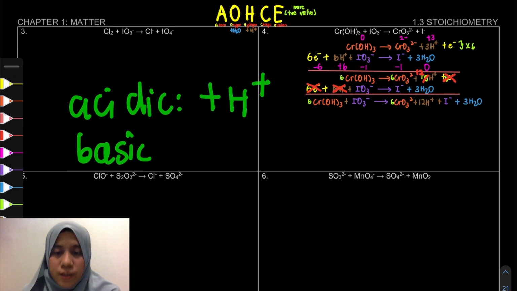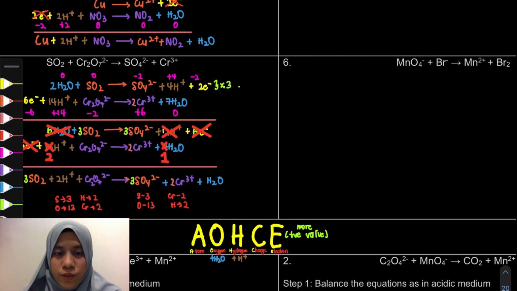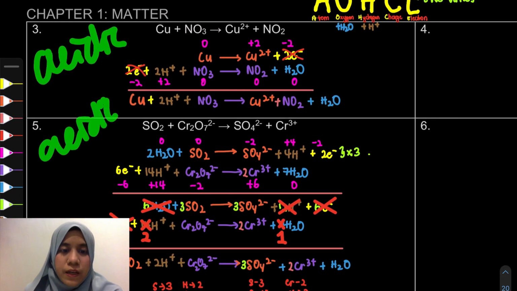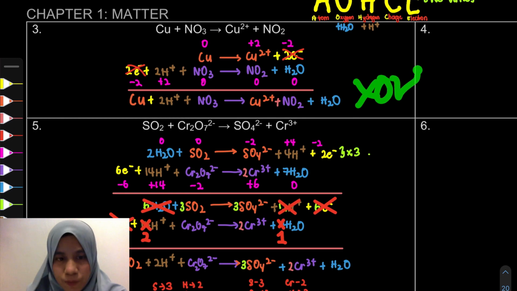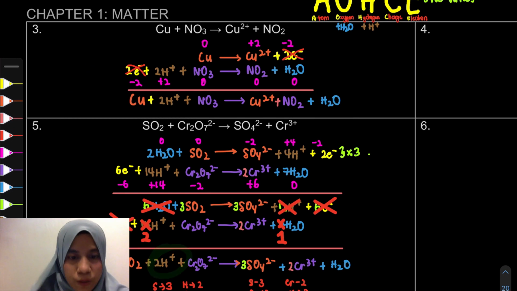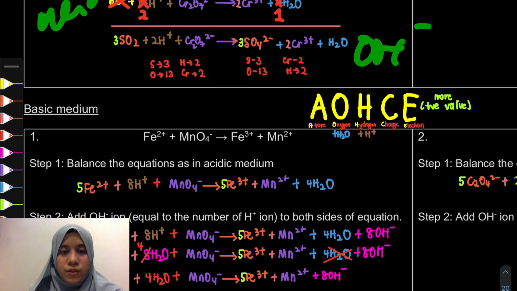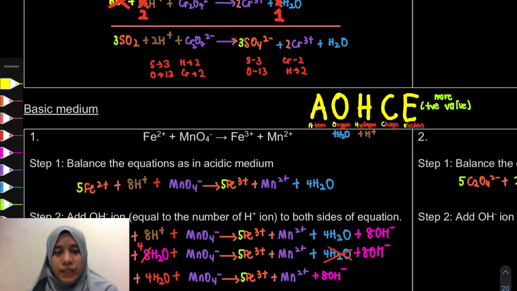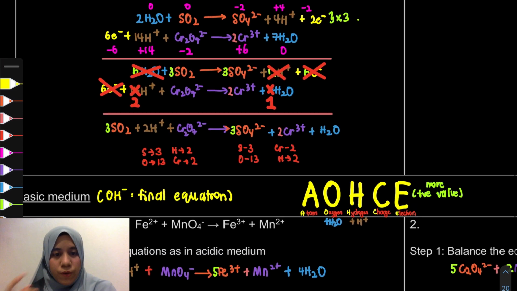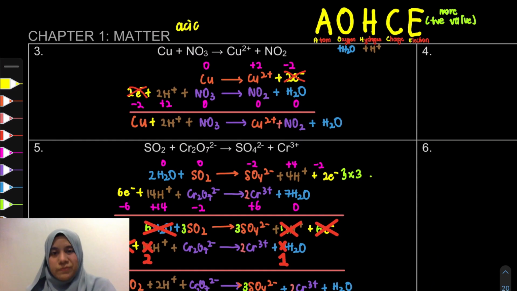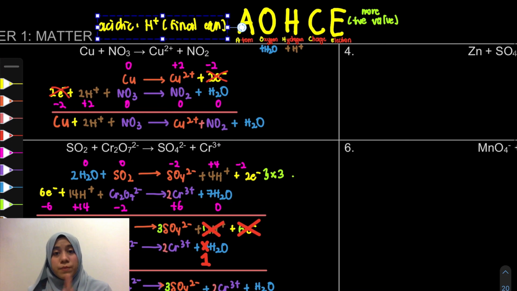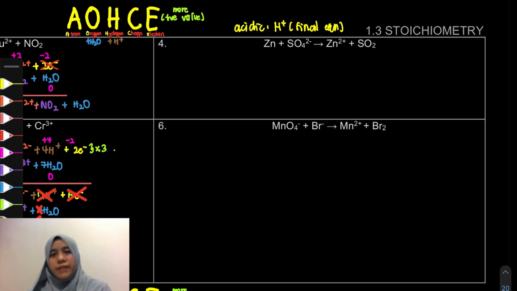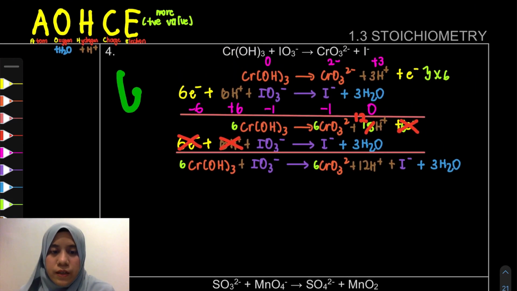For acidic medium, the last equation has H+. If basic, the last equation has OH-. If acidic, you look at the last equation, it has the presence of H+, no OH-. The same goes for number 5, it has H+ only, no OH-. But for the basic medium, the final equation must have OH-. OH- must be present in the final equation. So here is the note: for acidic medium, H+; basic, OH-. This must be present in the final equation. So now, basic is not finished.